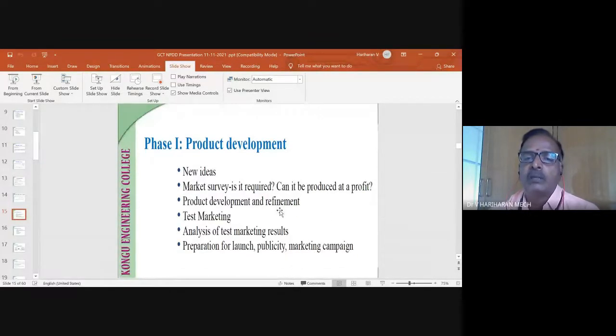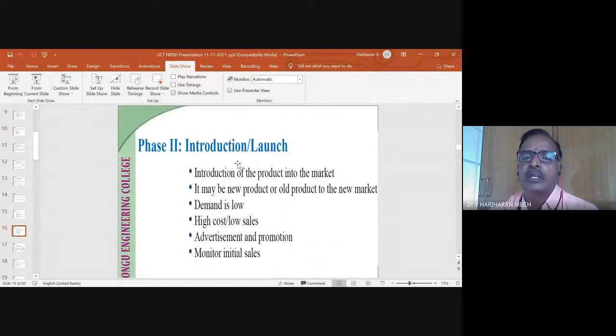Once the product development is over, then it is an introduction. So new product: introduction of the product into the market. It may be a new product or an old product to a new market, so both will be there. Sometimes the same product will be launched in a different fashion, or you can introduce a totally new product. Then demand is low. During the introduction period, demand will always be low. You have a high cost but low sales, and low profit also.